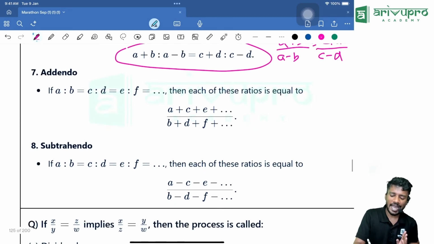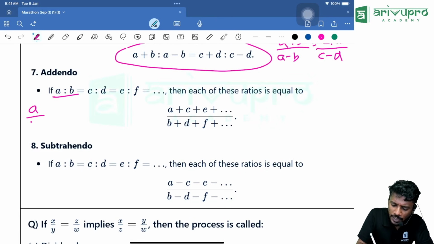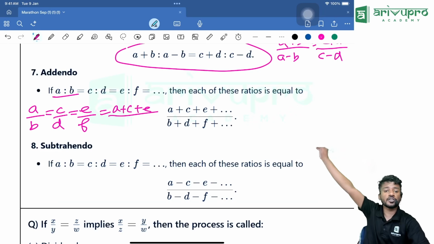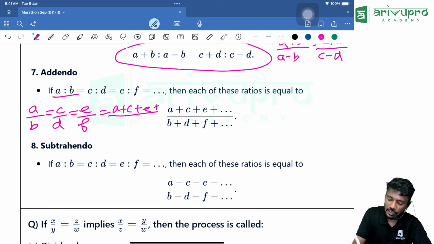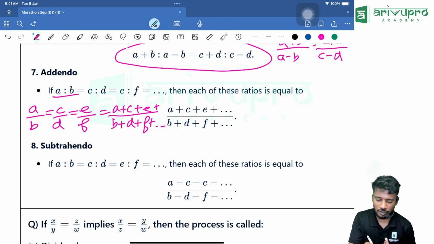Then finally, addendo. In addendo, if A by B is equal to C by D is equal to E by F, and so on, then everything is equal to another ratio: A plus C plus E plus so on. We are adding all the numerators divided by adding all the denominators. That is the logic. The values will be the same.